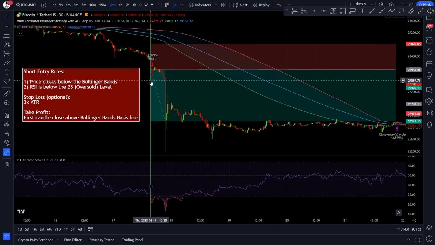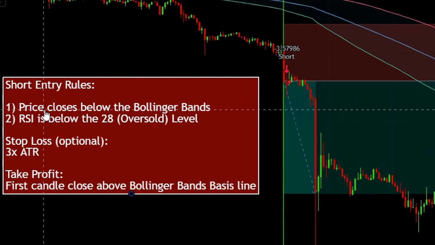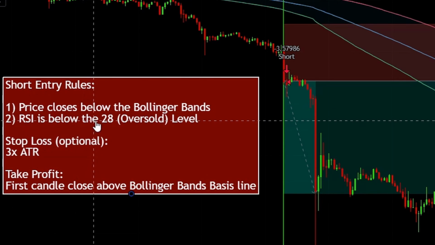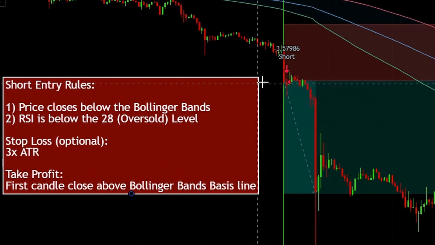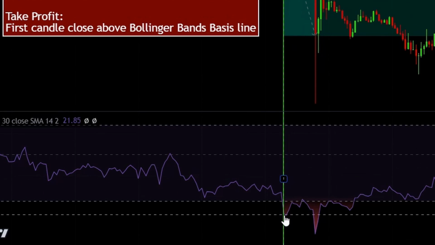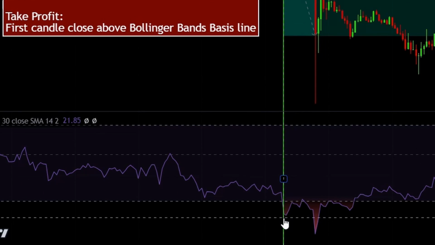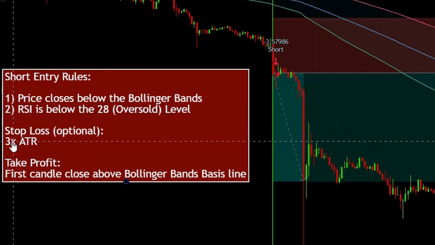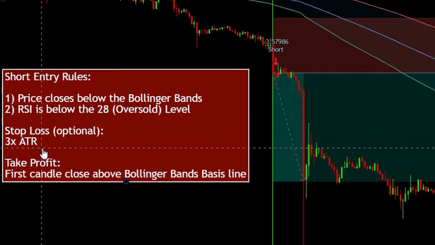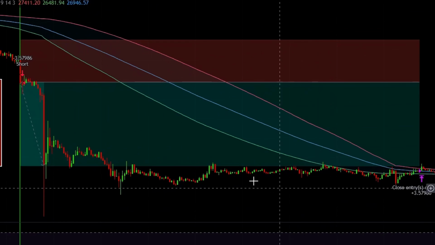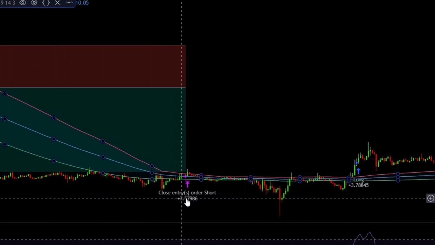Here is a valid short entry. For a valid short entry, the price needs to close below all the Bollinger Bands, and the RSI needs to be below the 28 oversold level. Here the price is under the Bollinger Bands, and the RSI is at the 21.85 level. So this is a valid short entry. We won't need to use any stop loss, but if you want, you can use a 3 times ATR, and the take profit will be on the first candle that closes above the Bollinger Bands basis line. And that happens right there.